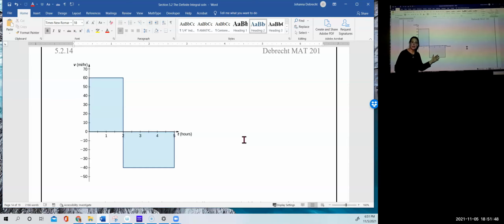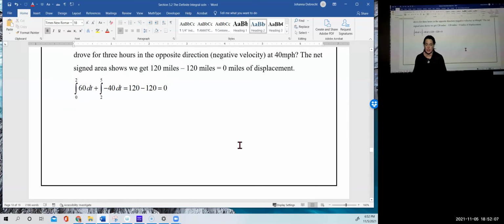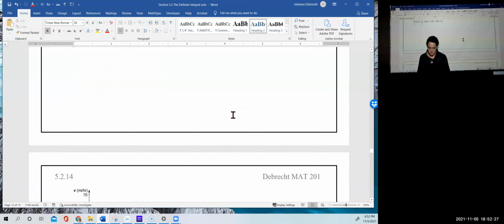The displacement is 120 miles from where it was, but it puts it right back where it started. Because if you go 120 miles in one direction, and then you come 120 miles straight back, you end up where you started. And the total displacement then is 0. To represent it in the definite integral, we have the integral from 0 to 2 of 60, and 60 is positive, plus a negative 40 being integrated from 2 to 5. This gives us 120 miles minus 120 miles, or 0 displacement.